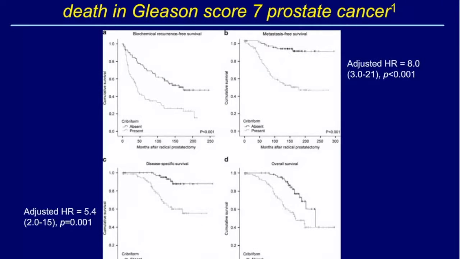This is a study out of the Netherlands that also looked at this, probably a more elegant study than ours. They looked at Gleason Score 7 prostate cancer, just Gleason Score 7s. And they looked at it as conventional Gleason Score 7s or those with any amount of Cribriform growth in it. And any amount was shown to have an impact on biochemical recurrence, metastasis-free survival, and disease-specific survival. You can see the hazard ratios here for any amount of Cribriform tumor there is.